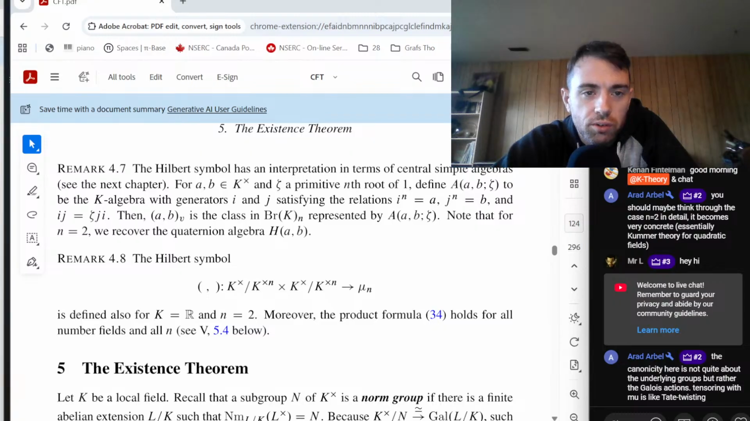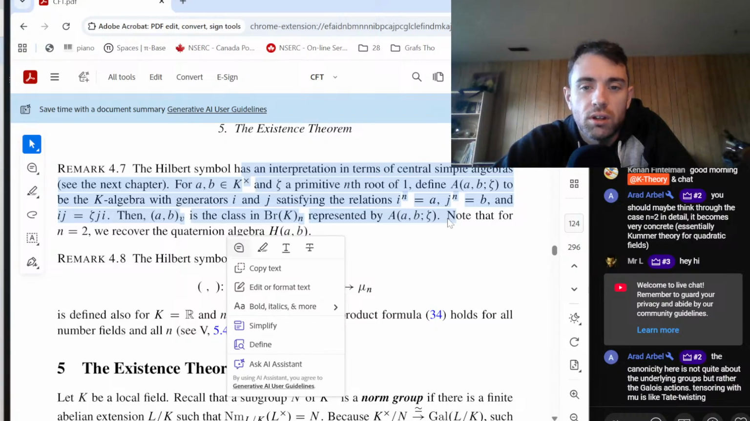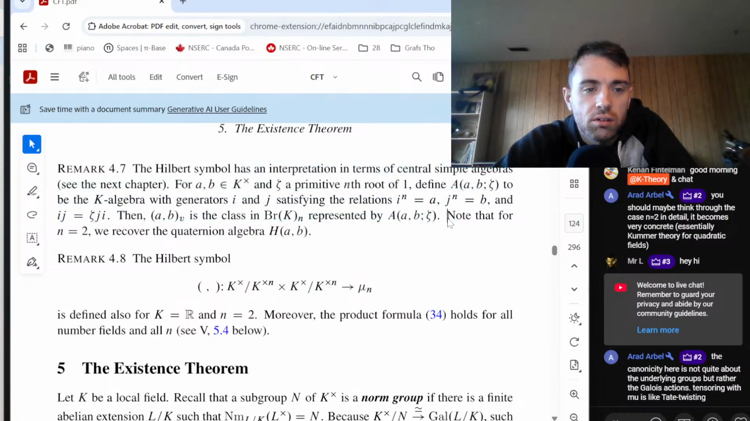Ooh, this is an interesting remark. Hilbert symbol has an interpretation in terms of central simple algebras. See, this really makes me want to read the Brauer group chapter. Define this to be the K-algebra with these generators. Then this is the class represented by this. Wow. Yeah, that really makes me want to read it.